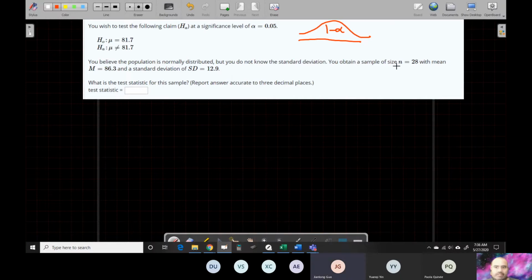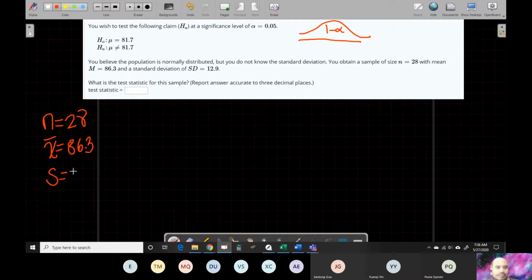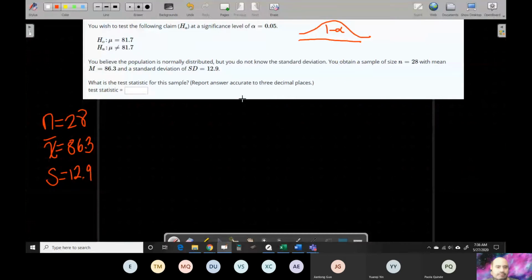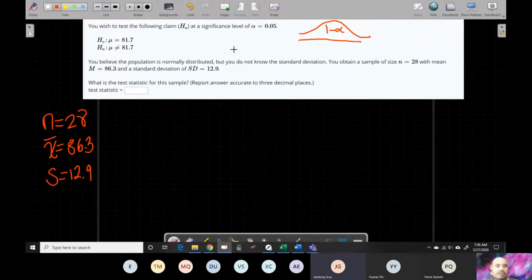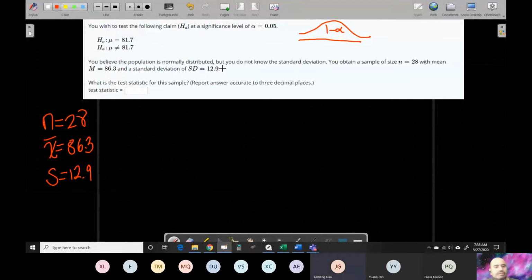You obtain a sample size of n equals 28. That's very important. We're going to write it on the side with a mean of 86.3. Now, this mean is the mean of the samples. And the standard deviation of the sample is 12.9. Now, they say they don't have the standard deviation for the population, but they do have the standard deviation of the sample, which is just collecting the data and doing it.